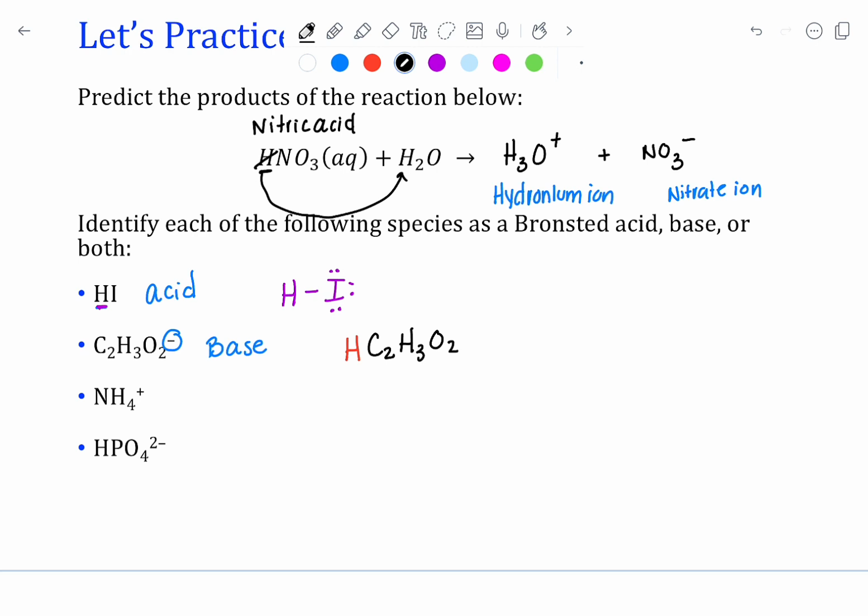Next up, we have NH4 plus. That plus charge is what's going to indicate to us that we have an additional proton that is on our central atom of nitrogen.